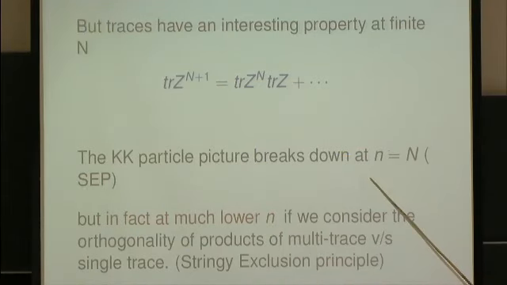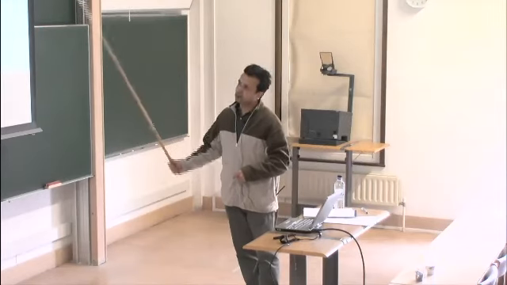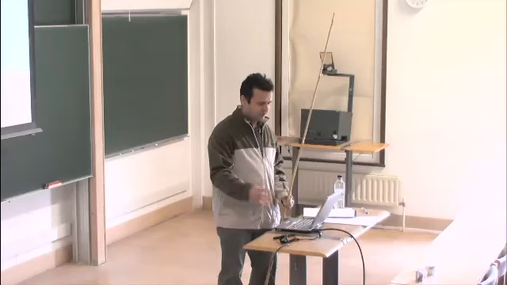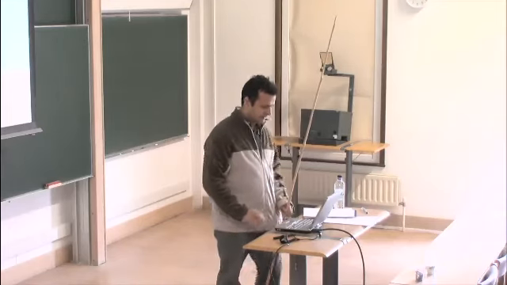So this breakdown is kind of called the stringy exclusion principle, but this Kaluza-Klein picture breaks down for energies much lower than n, because for energies much lower than n, in fact the energy of your excitation is comparable to the Planck scale, that kind of thing. So the Kaluza-Klein graviton picture is no longer valid.